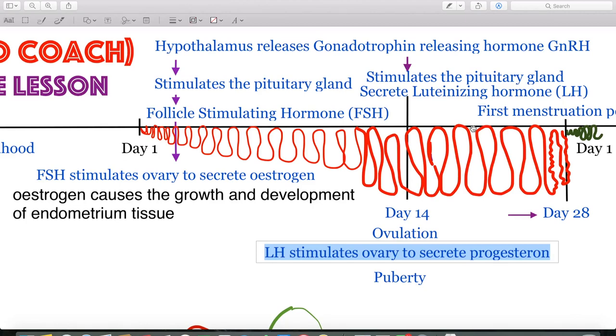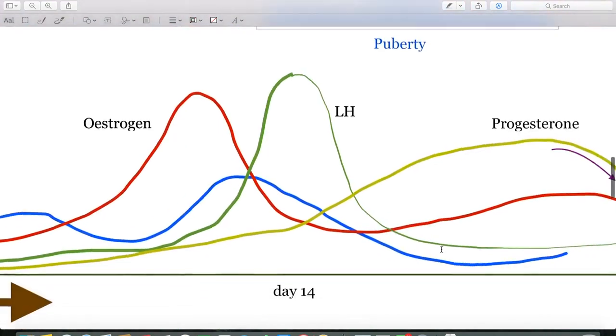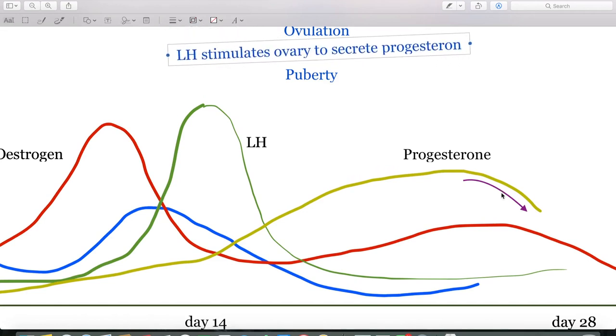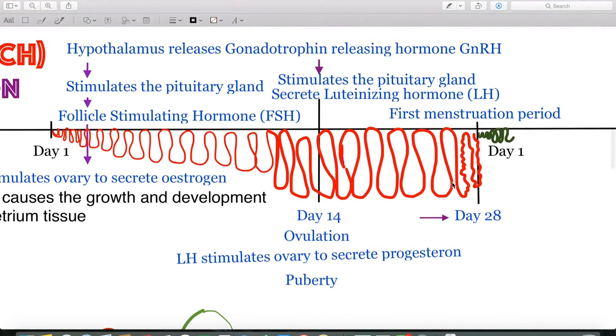In case no implantation happens, day by day the progesterone will start to drop down. You see, when the LH increases, the progesterone increases, and then the progesterone is maintained for some time, and after that you can see it drops down. You can see the hormones start to drop down, and during that period the endometrium tissue is no longer taken care of. It will start to deteriorate and get damaged.